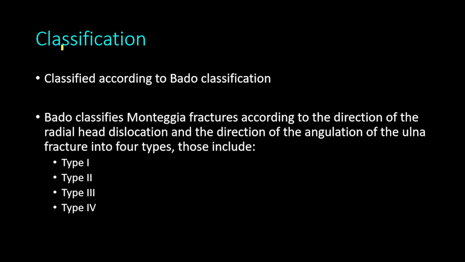Now let's talk about the classification of the Monteggia fracture dislocation. So Monteggias are classified according to the Bado classification. Now Bado classifies Monteggias according to the direction of the radial head dislocation and the direction of the angulation of the ulna fracture into four types: type 1, type 2, type 3, and type 4.